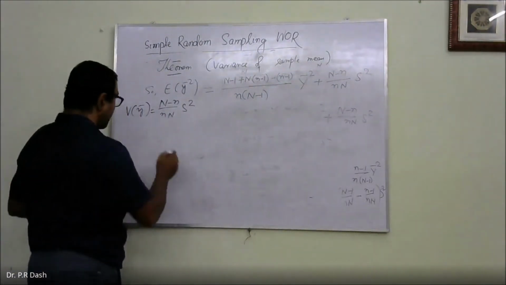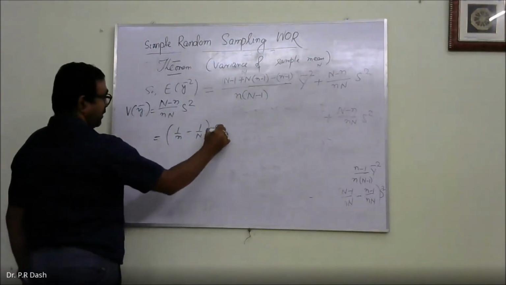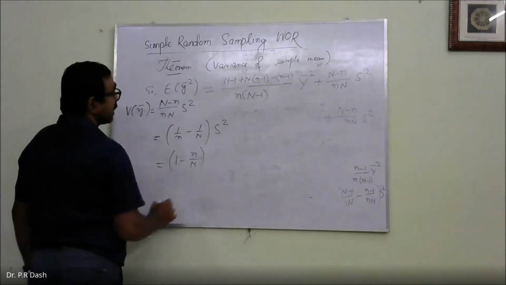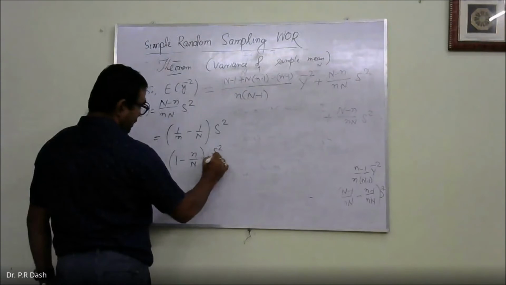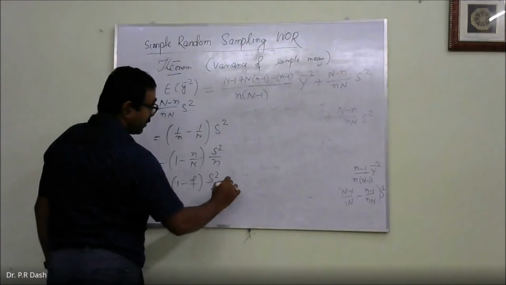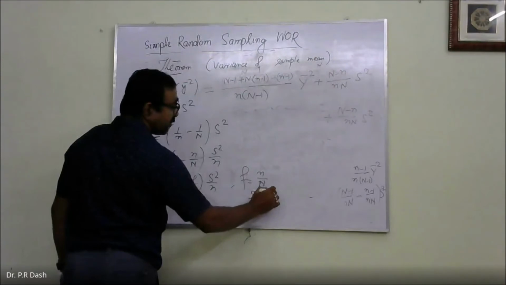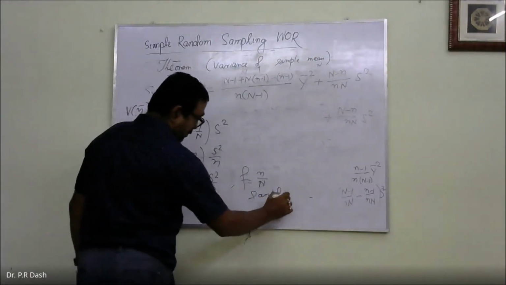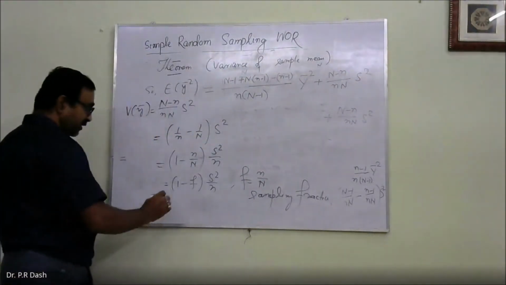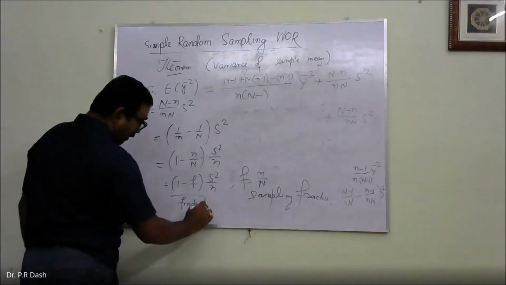So this can be written as 1 by small n minus 1 by capital N s square. So this is equal to 1 minus small n by capital N, s square by small n. So this is equal to 1 minus f, s square by n, where f equal to small n by capital N. This is called the sampling fraction, and 1 minus f is called the finite population correction.